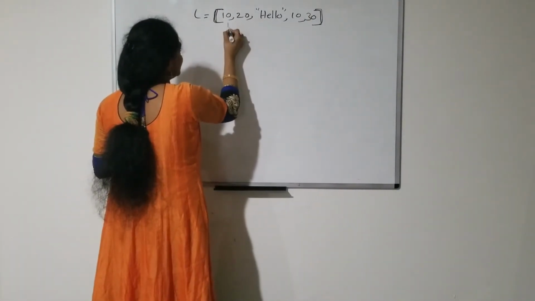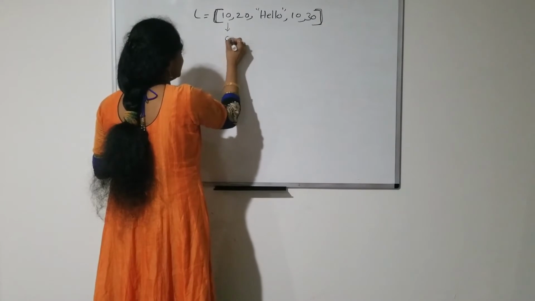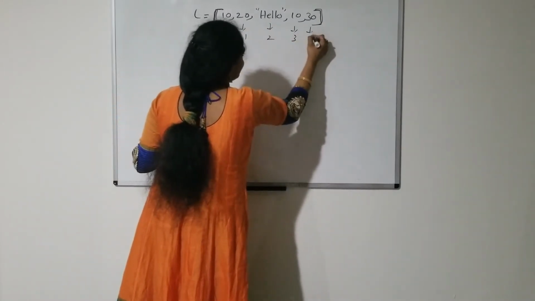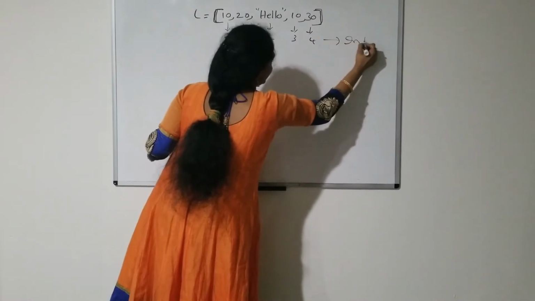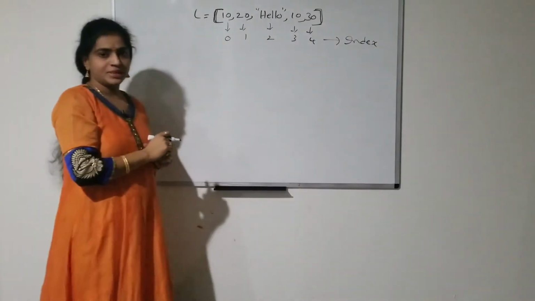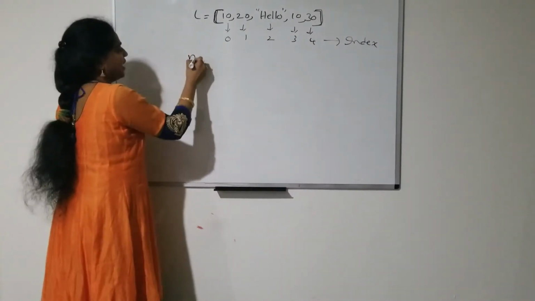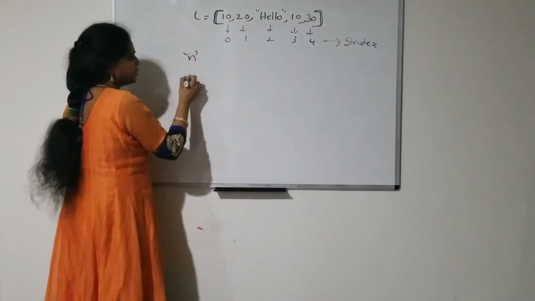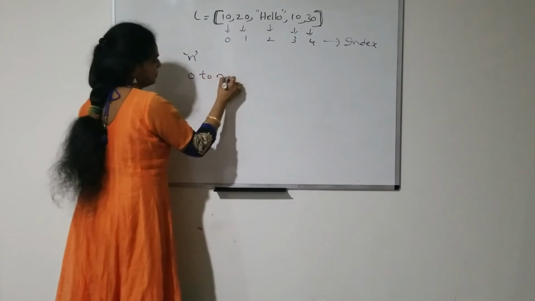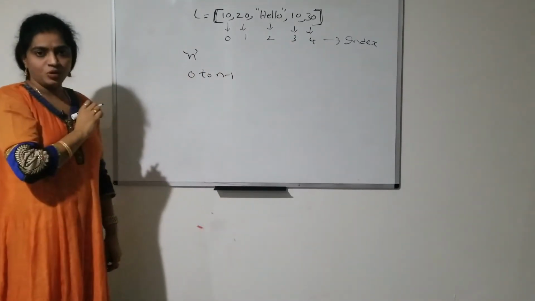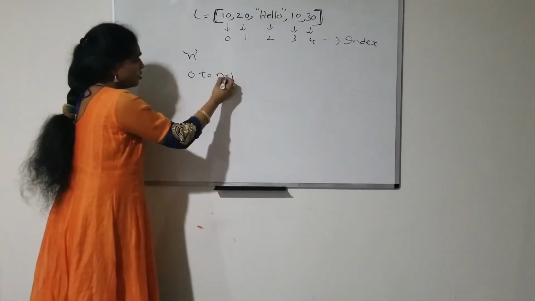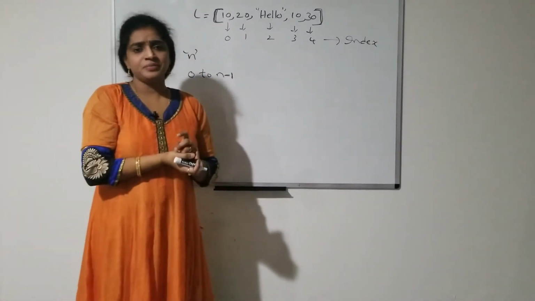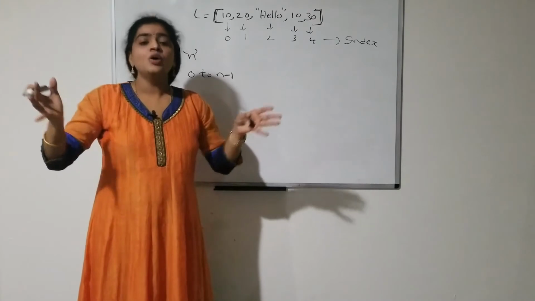So now consider the index values 0, 1, 2, 3, 4. These are the index values of my list. That means if a list consists of n elements, then the index values range from 0 to n minus 1.